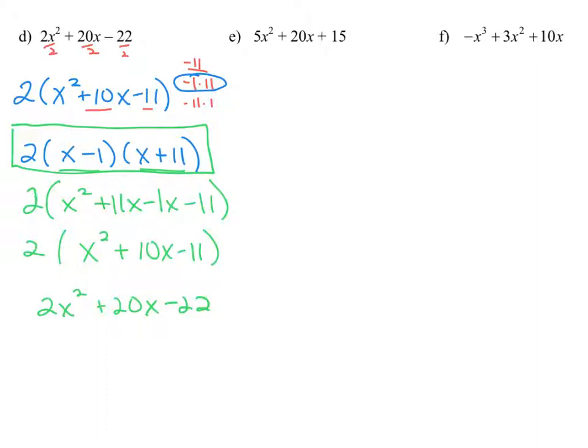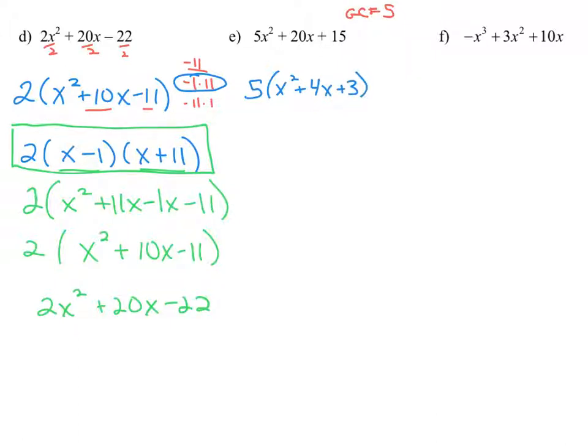In the second example, I see that the trinomial 5x squared plus 20x plus 15 has the greatest common factor of 5. So we want to factor out the 5 before we factor the trinomial. When you factor out the 5, you're dividing each of those terms by 5. So 5x squared, factor out the 5, is x squared. 20x divided by 5 is plus 4x. And 15 divided by 5 is plus 3.